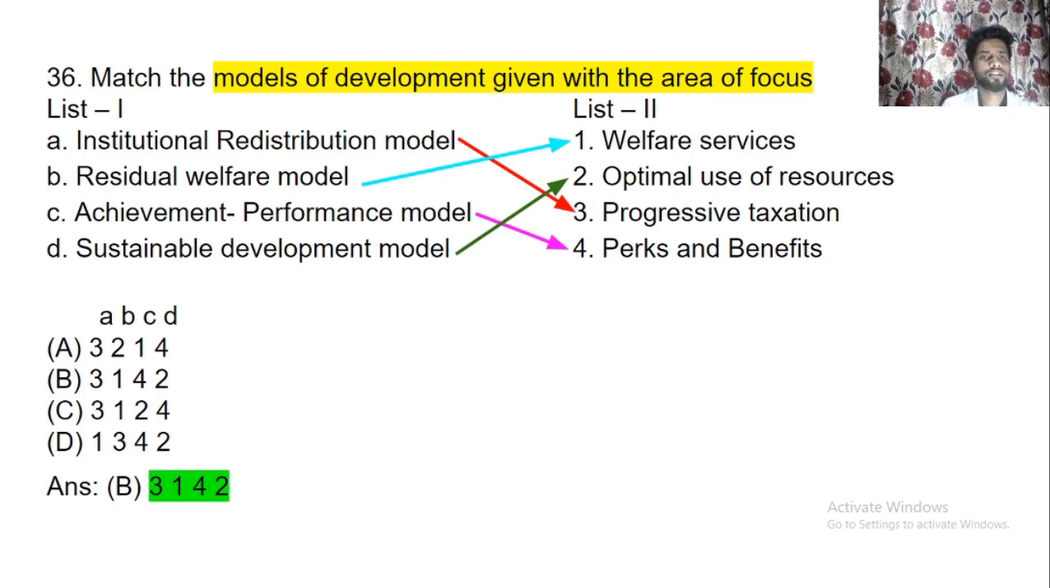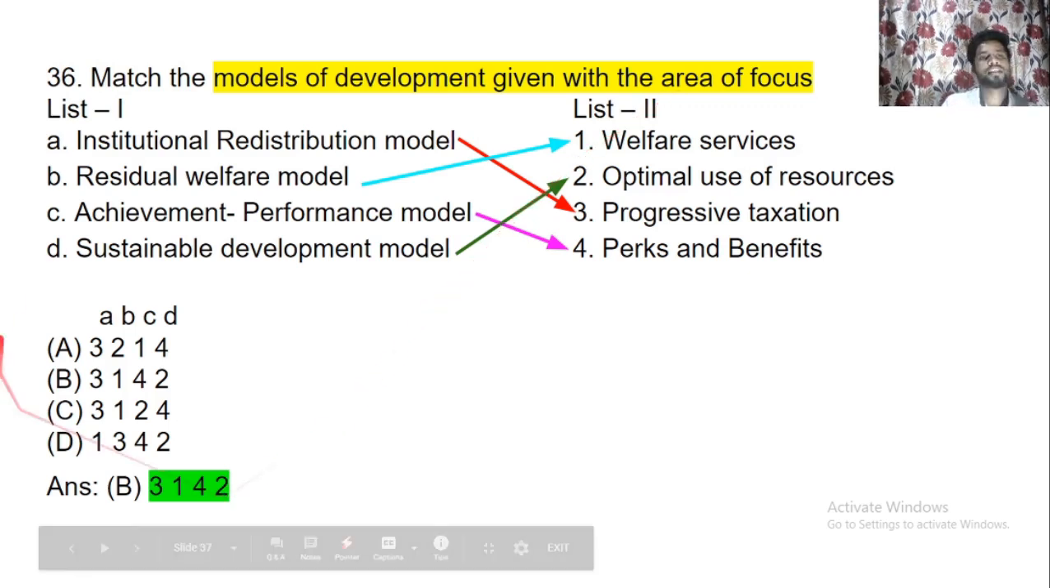Now question number 36, that is match, because in paper 2 there are 50 questions, so I will discuss 45, and 5 questions I will not discuss because this is a passage and the passage will not repeat every time the same. So let's discuss these questions.